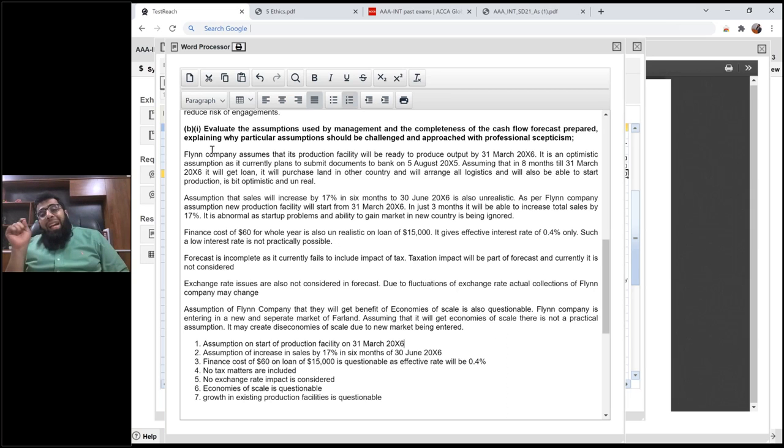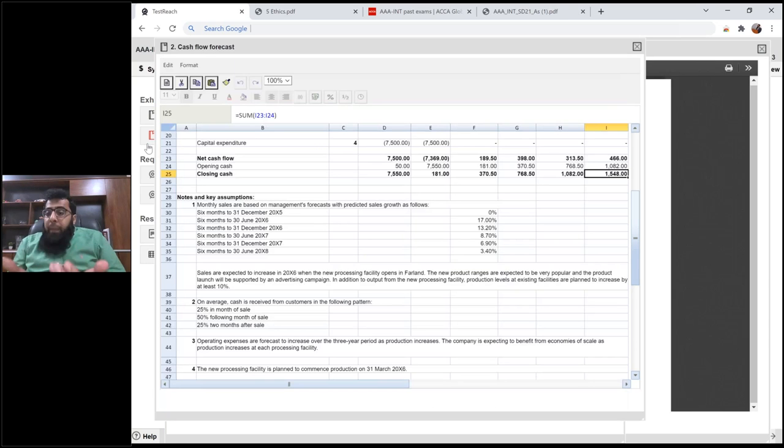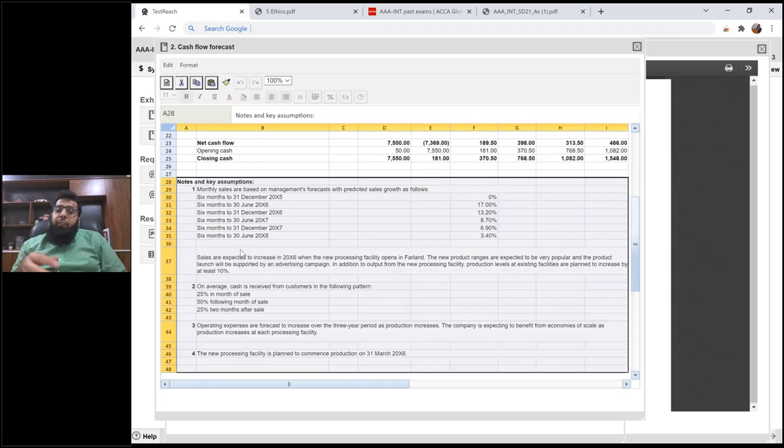So we have to evaluate the assumptions of the management, which they have used in the forecast that was given in Exhibit 2. We have to evaluate their key assumptions, and we have to comment on the completeness of the forecast.